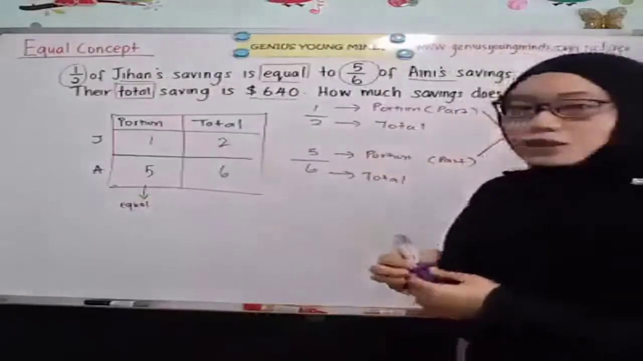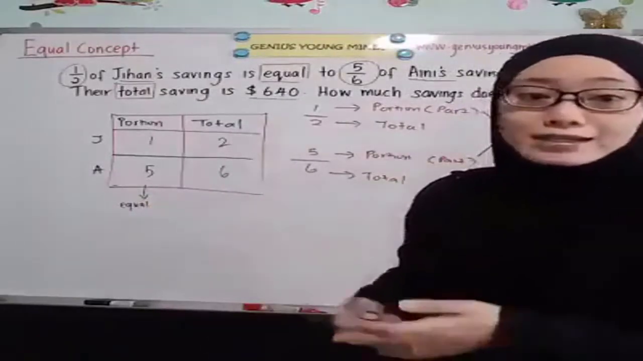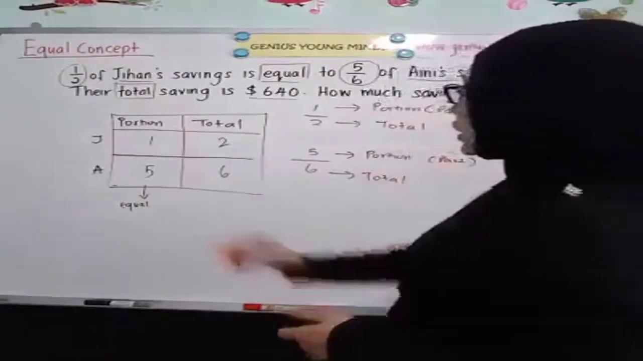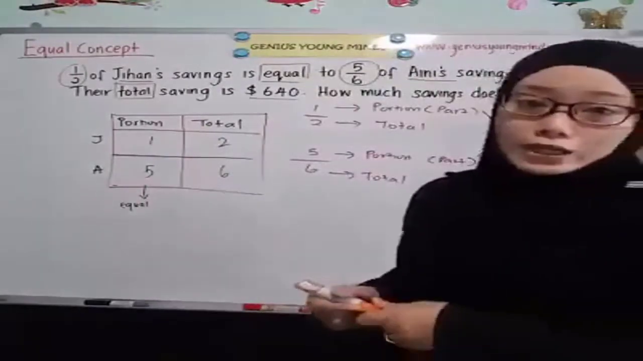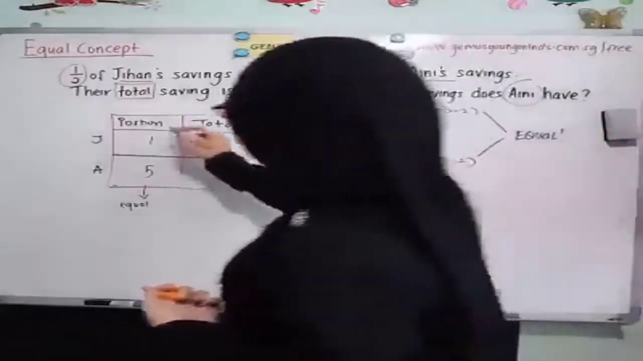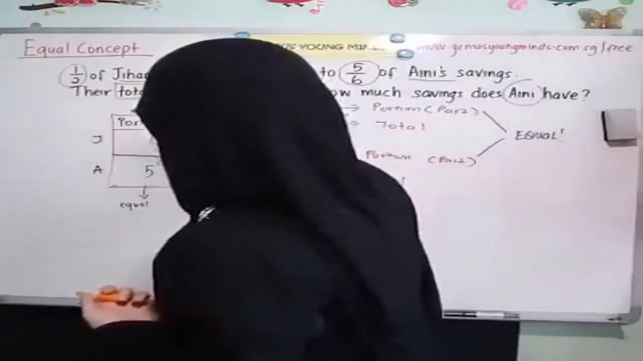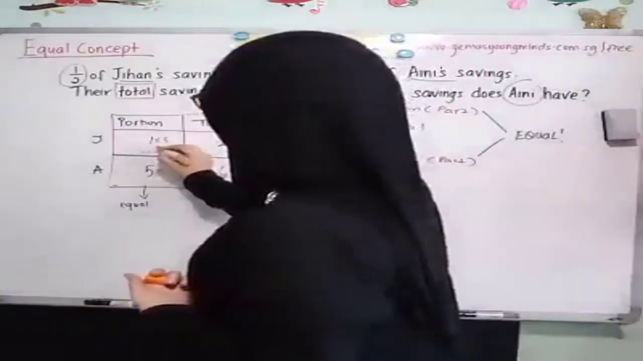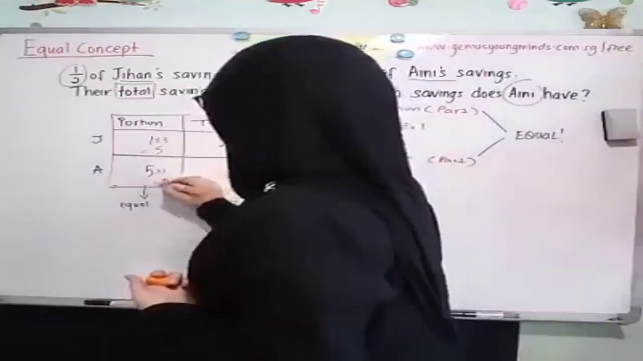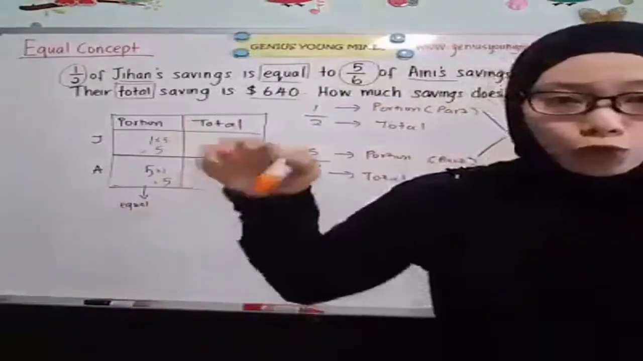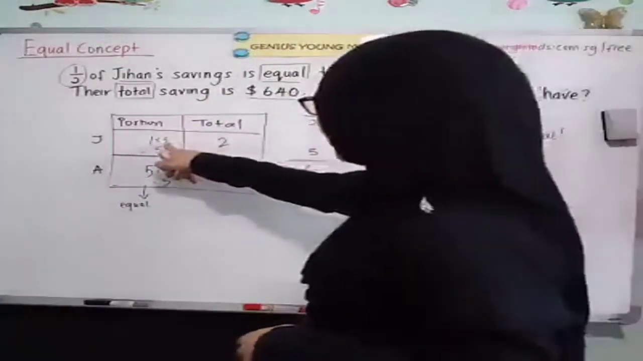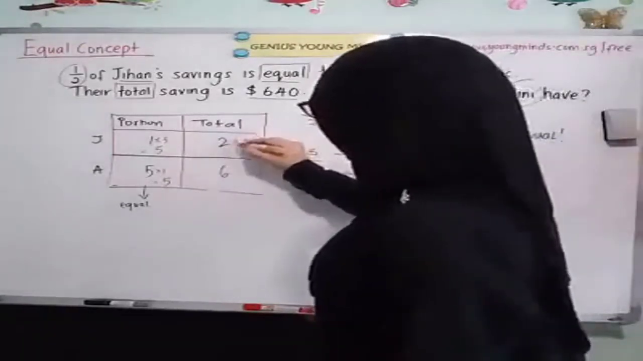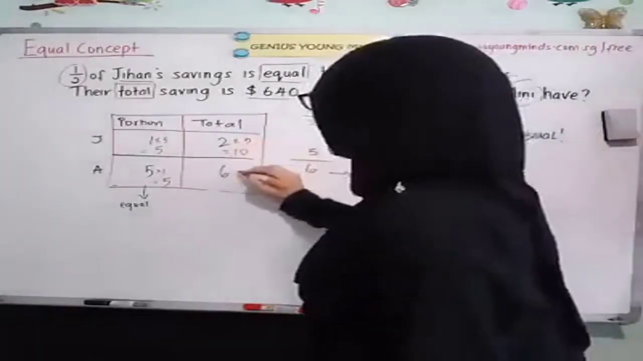Now, are 1 and 5 equal? Are they the same number? No, it's not the same number. But can we make them equal, 1 and 5? Yes, we can. How do we do that? We times each other: 1 times 5, and 5 times 1. What do we get? We get 5 here, and here also 5. Remember the table rule: whatever we times here, we must times the next box in the row. Here also must times 5, get me 10. This one must times 1.